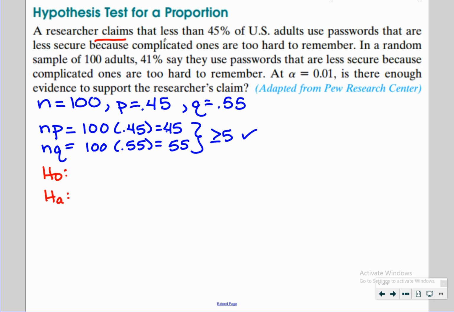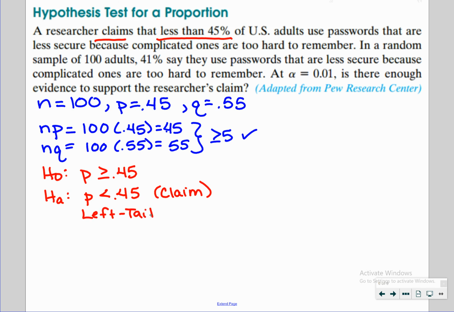So the claim is that less than 45% of US adults use passwords that are less secure because they're too complicated to remember. Because it's a less than statement, is that going to be my alternative or my null? It's going to be the alternative, and remember we're using a P here, for proportion. P is less than 0.45. That is my claim. So my null is greater than or equal to 0.45. Left tail, right tail, or two-tail test? This is a left tail test for my alternative hypothesis.